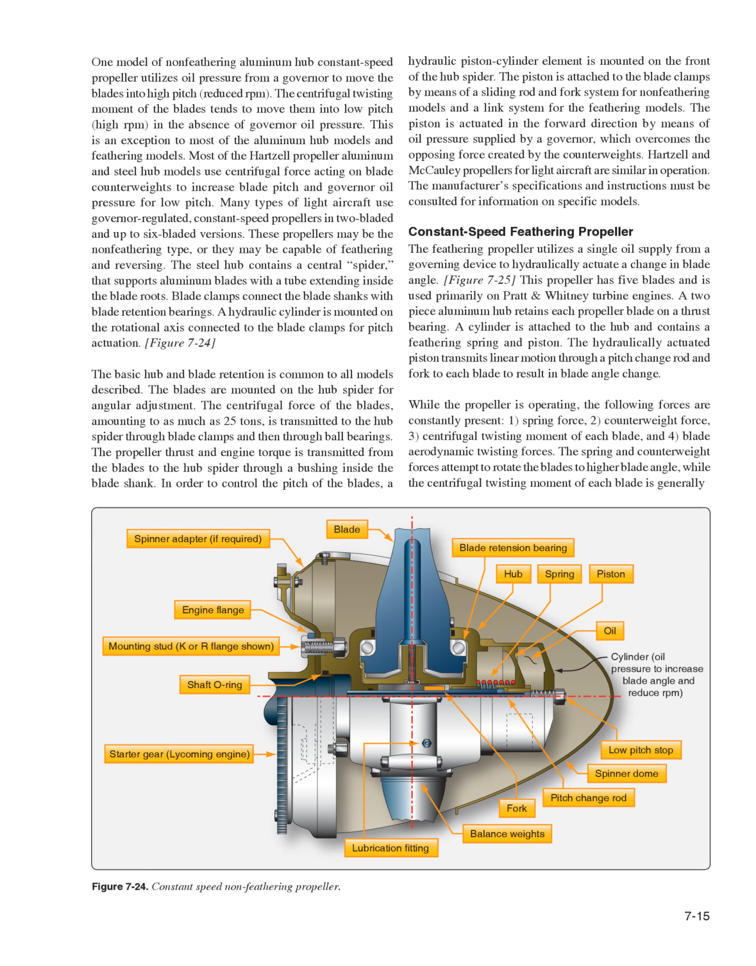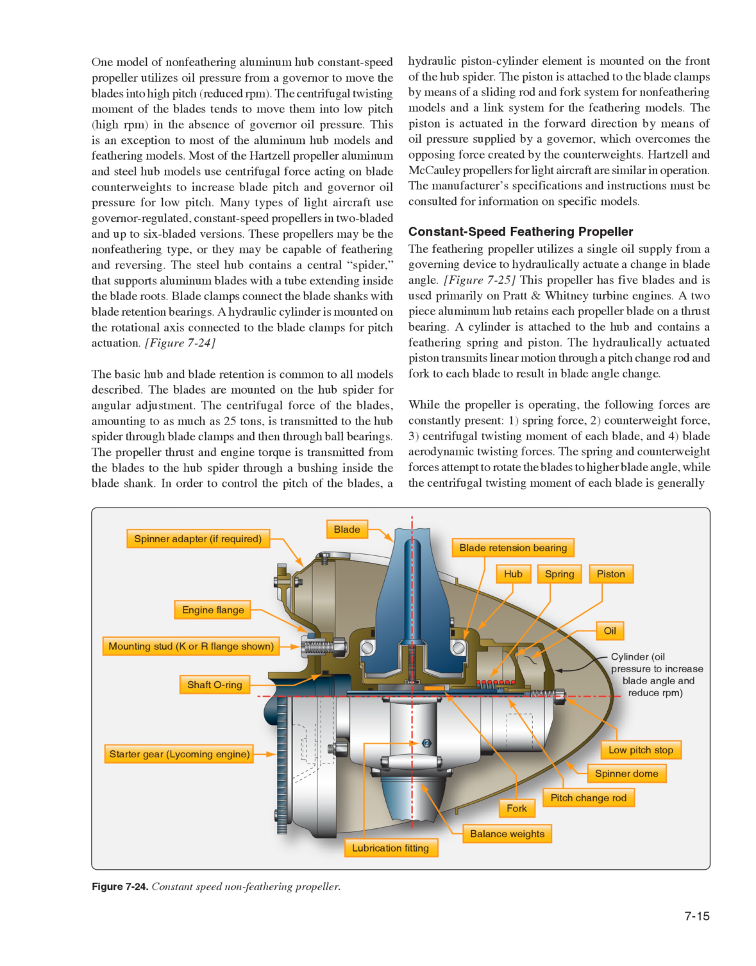One model of non-feathering aluminum hub constant speed propeller utilizes oil pressure from a governor to move the blades into high pitch, reduced RPM. The centrifugal twisting moment of the blades tends to move them into low pitch, high RPM, in the absence of governor oil pressure. This is an exception to most of the aluminum hub models and feathering models. Most of the Hartzell propeller aluminum and steel hub models use centrifugal force acting on blade counterweights to increase blade pitch and governor oil pressure for low pitch. Many types of light aircraft use governor-regulated, constant-speed propellers in 2-bladed and up to 6-bladed versions. These propellers may be the non-feathering type, or they may be capable of feathering and reversing.